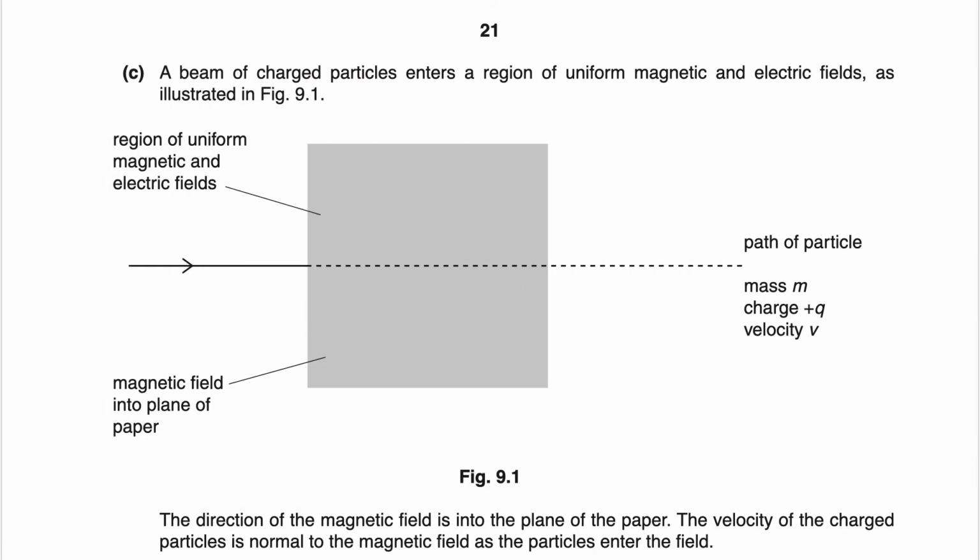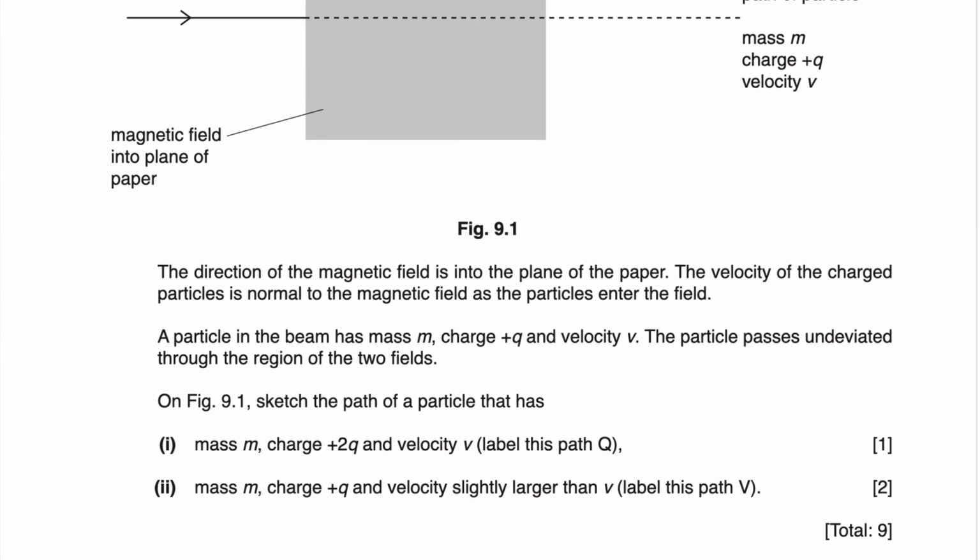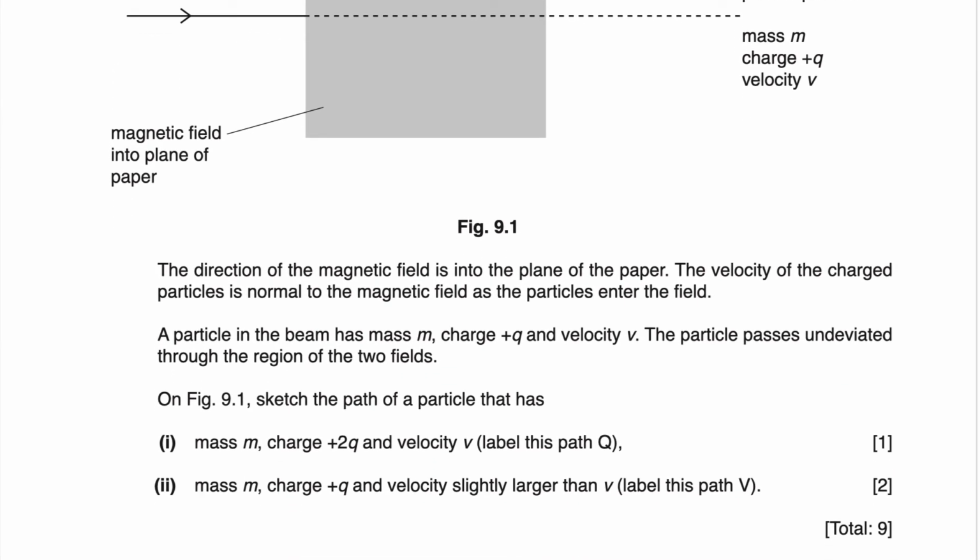Okay, they are asking about a beam of charged particles entering a region of uniform magnetic field and electric field. The region of uniform magnetic field is in the table plane, and perpendicular to this we have the electric field. The direction of the magnetic field is into the plane. The velocity of the charged particle is normal to the magnetic field as the particle enters the field.